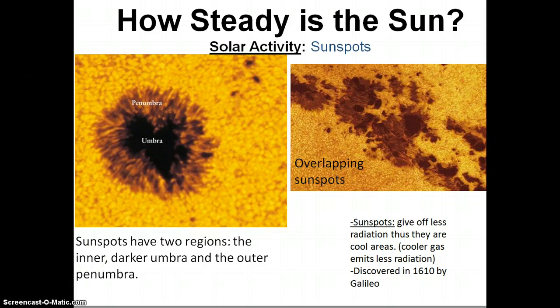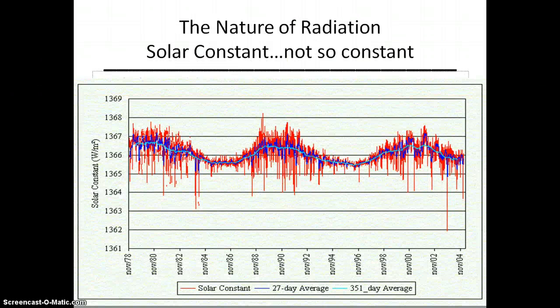So how much radiation you actually get from the sun is extremely important. It's what they call the solar constant. It's not really constant. It goes up and down. You get more radiation from the sun for a certain period of time, and then you get less, and it'll toggle back and forth.